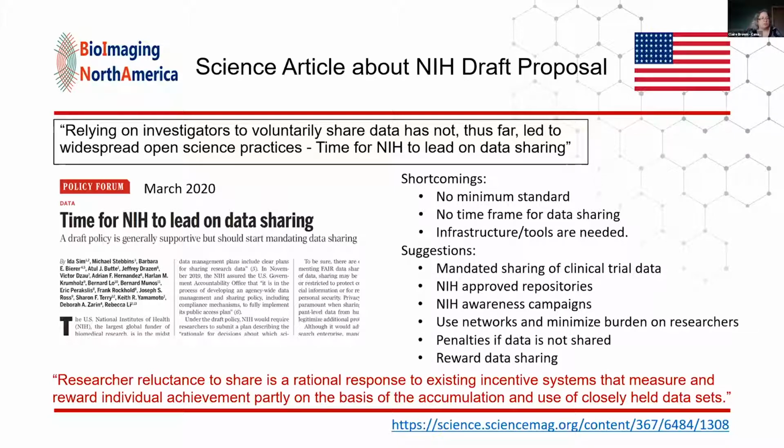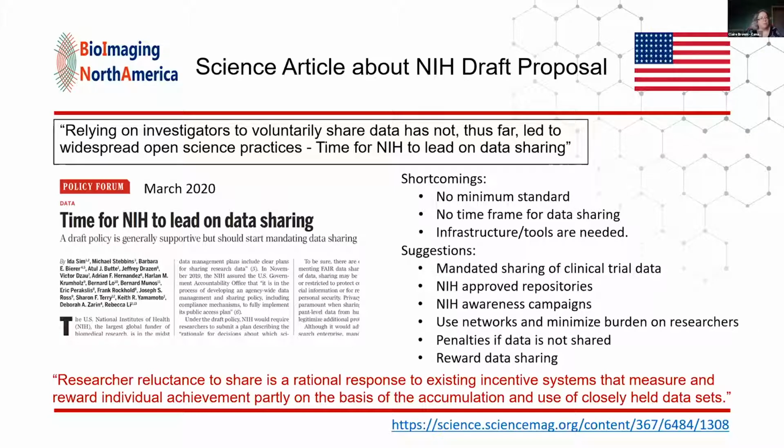And I think the COVID-19 clinical trials for vaccines is probably an area where this may be happening as we speak. So the idea would be that NIH would approve certain repositories and make people aware of them, use existing networks, such as the ones we're talking about during this meeting, to minimize the burden on the researchers to deal with the infrastructure and the actual implementation of data sharing, and then implement penalties if data is not shared.